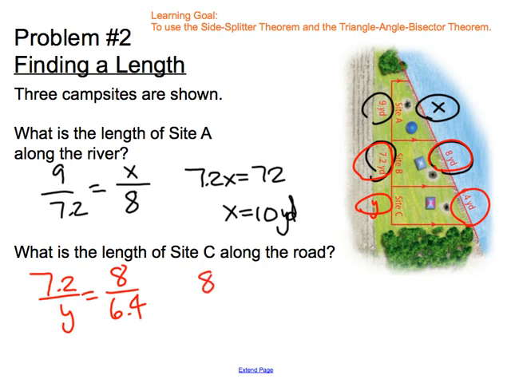So cross multiplication here, we have 8 times y, which equals 46.08. And dividing both sides by 8, we get that y equals 5.76. And again, since this is a length, we should include units. And so y is 5.76 yards.